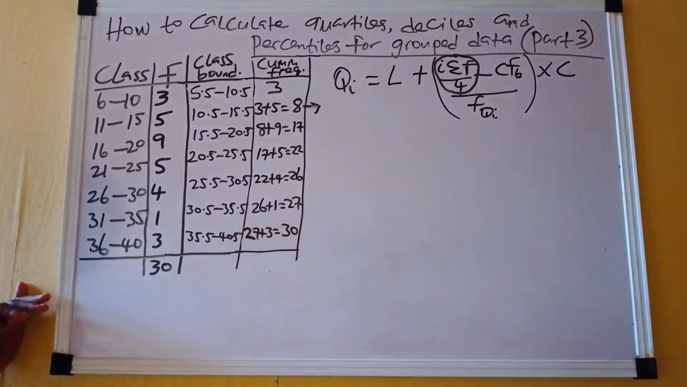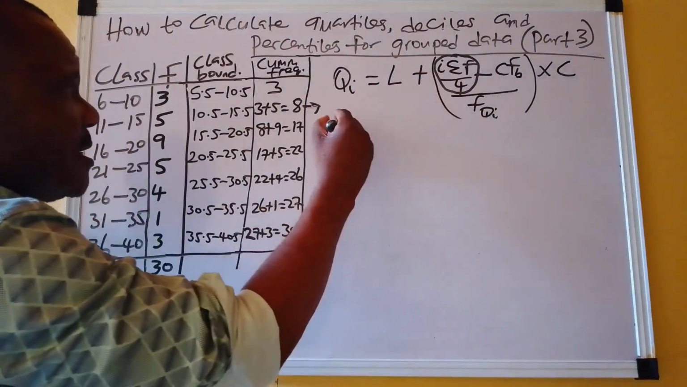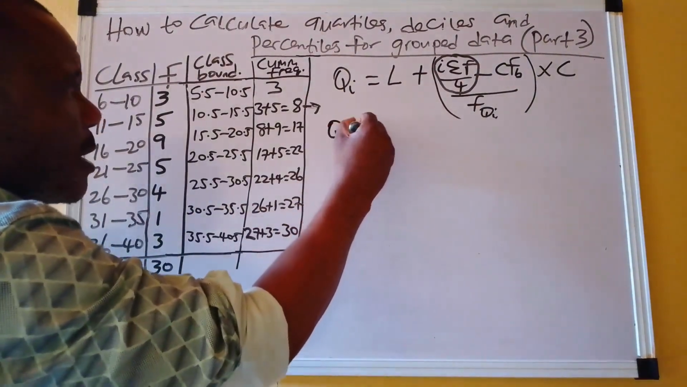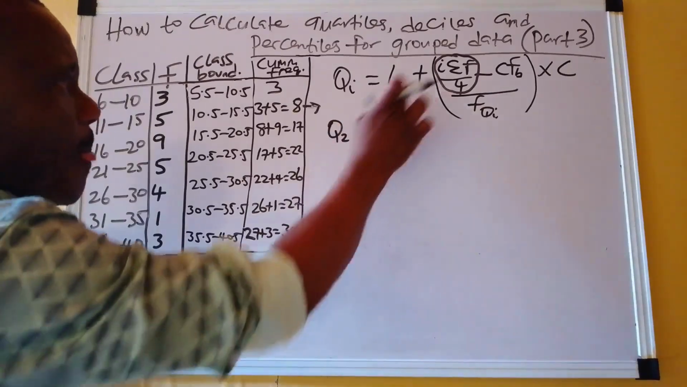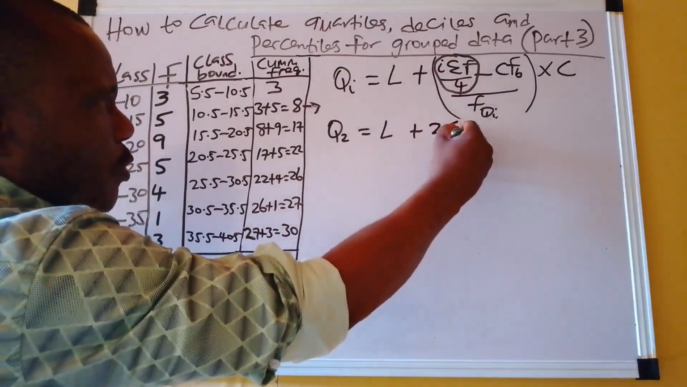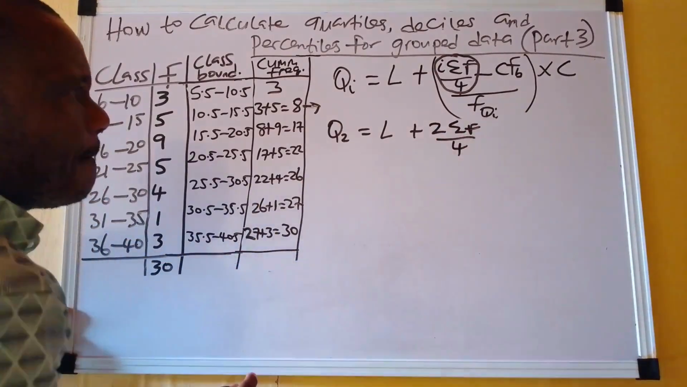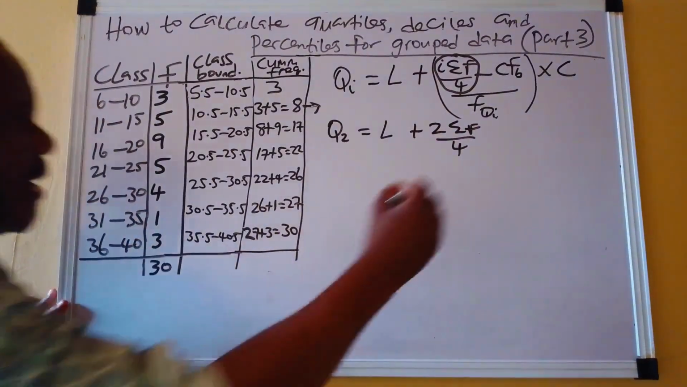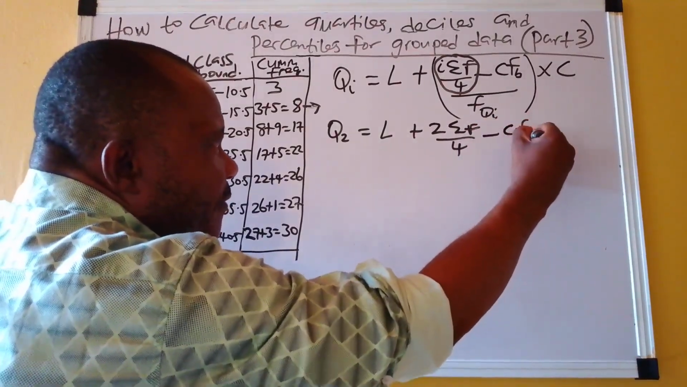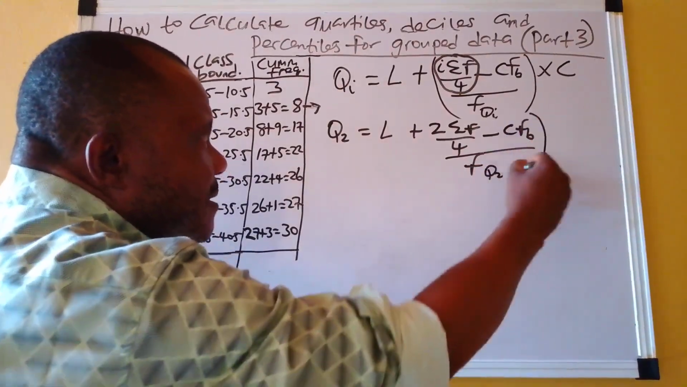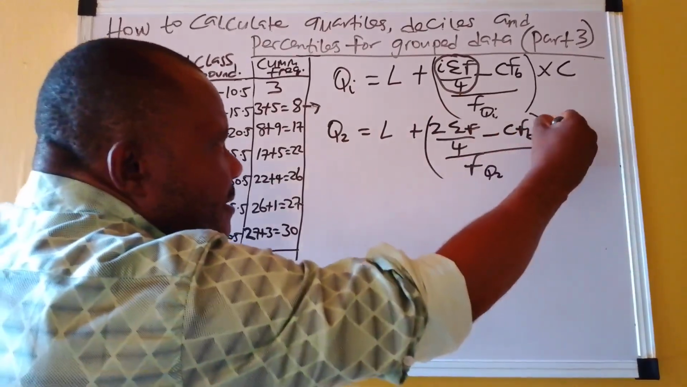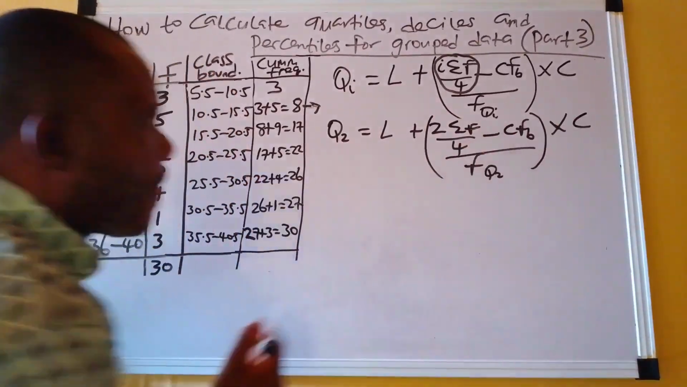Now, for the second quartile, known as Q2, this will be equal to L plus, I here is 2, this will be 2 summation F all over 4, then minus the cumulative frequency before that class all over the frequency of the Q2 class, then times C.